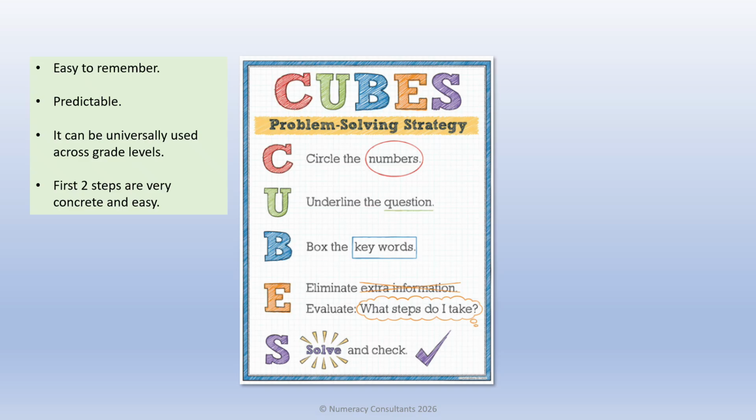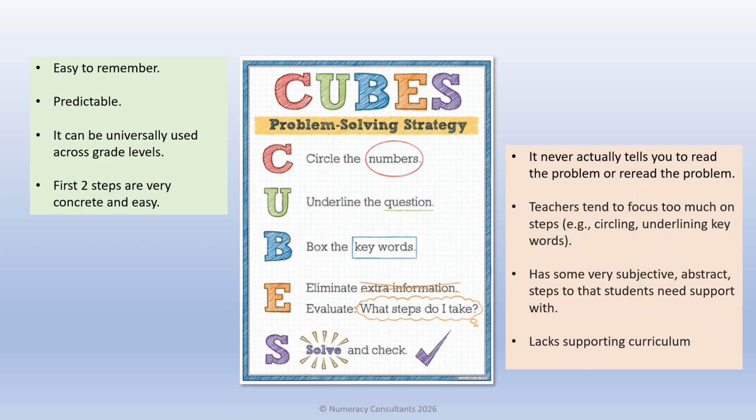And first of all, we'll look at what it is people like. First of all, it's easy to remember, right? CUBES. It's predictable. It can be universally used across grade levels. And the first two steps are very easy when you go through it: circle the numbers, underline the question, box the keywords. So it makes sense. It's very structured, and for kids who have no idea how to solve a word problem, it gives them some structure.